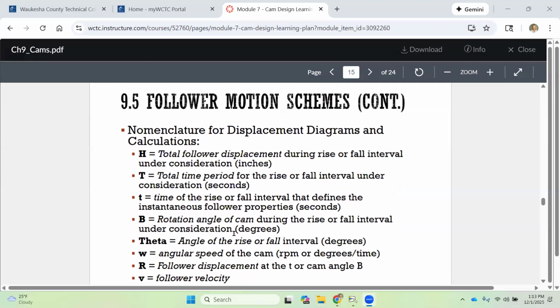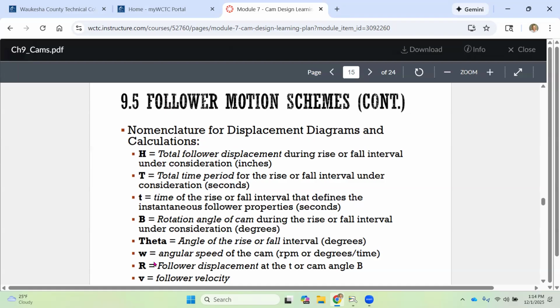So, a couple of vocabulary words that we haven't come across yet. The first one is total follower displacement. The variable h is used for that, and h is really just considered like a height. So that's going to be the total follower displacement for whatever the rise or fall is in the segment of motion that we're looking at. T we already looked at: capital T is the total amount of time in a period, and the small letter t is going to be the time of a rise or a fall interval.